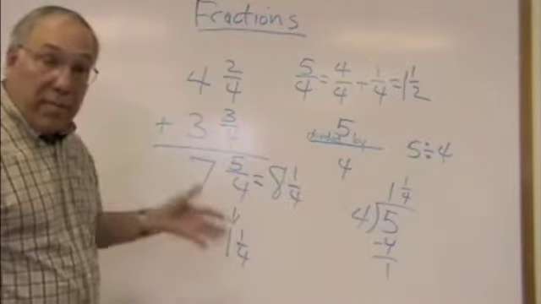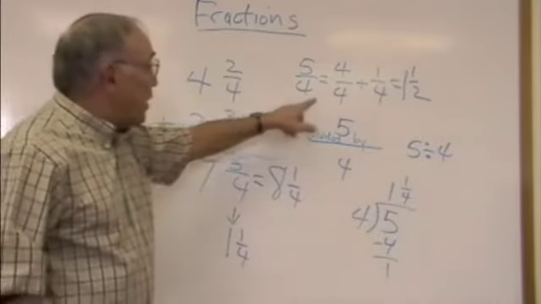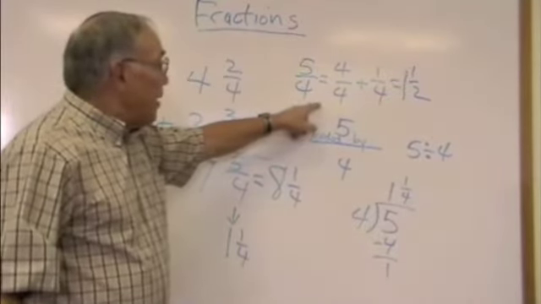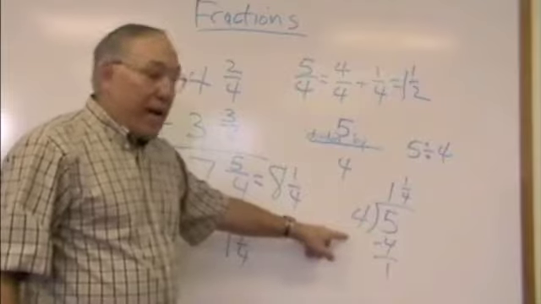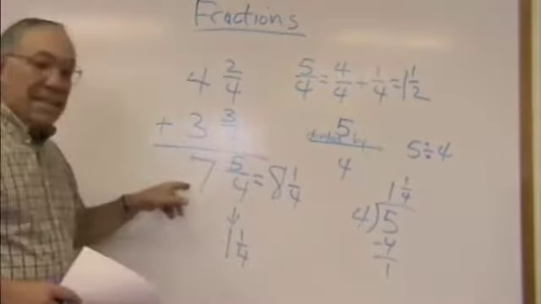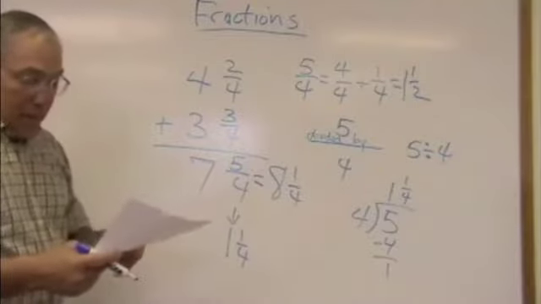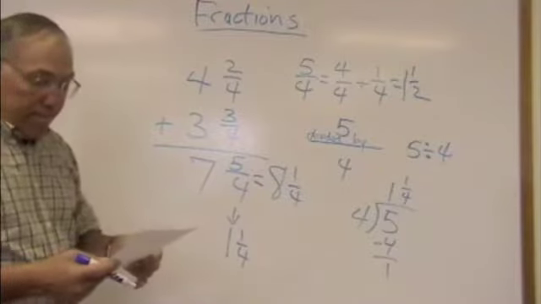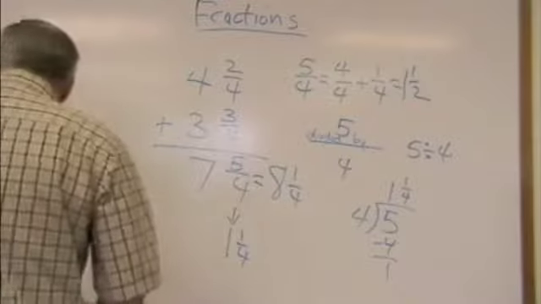Sometimes you can figure it out just by thinking about money. Sometimes you can figure it out this way, okay? And sometimes you can just divide that fraction out, realize that that fraction is equal to 1 and 1/4, add that to the 7 that you had, and you get 8 and 1/4. Okay, let's move on.